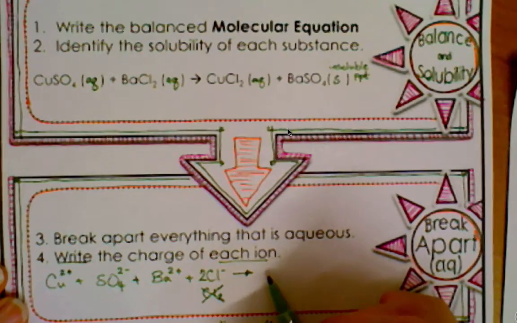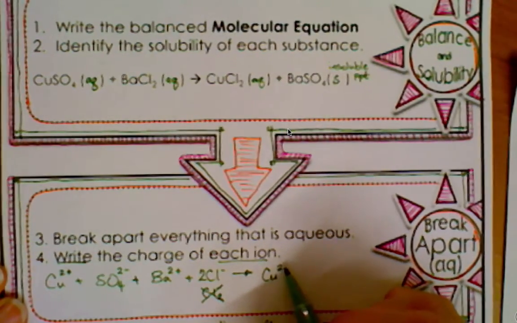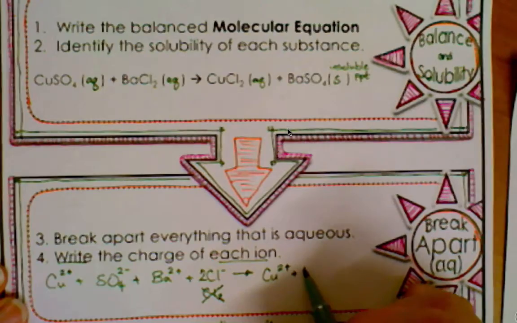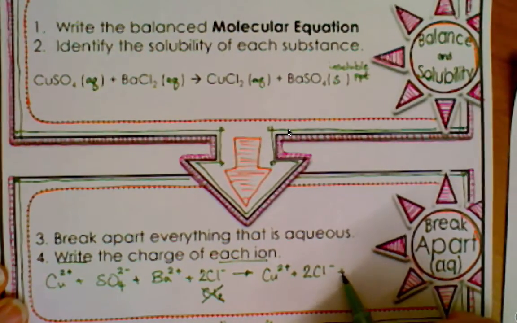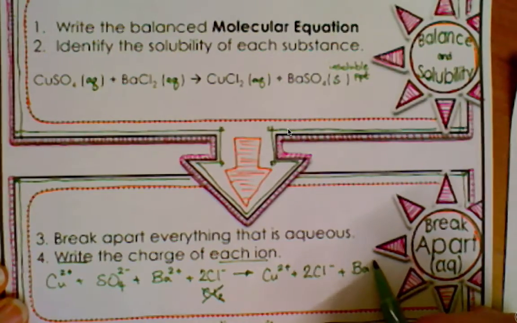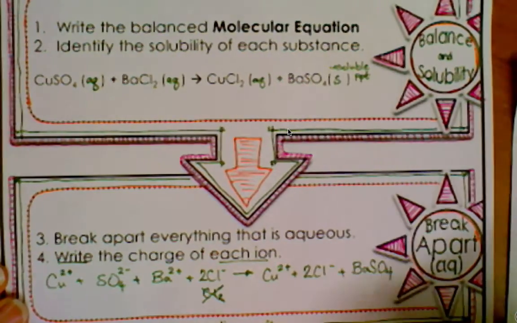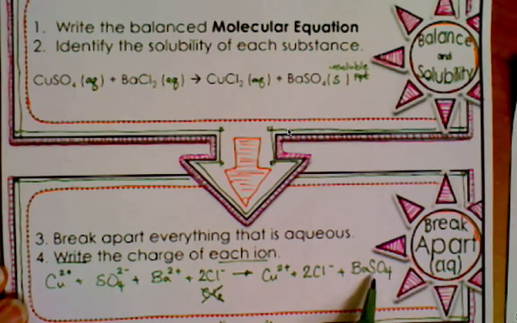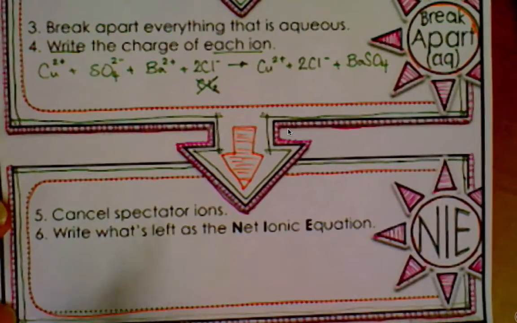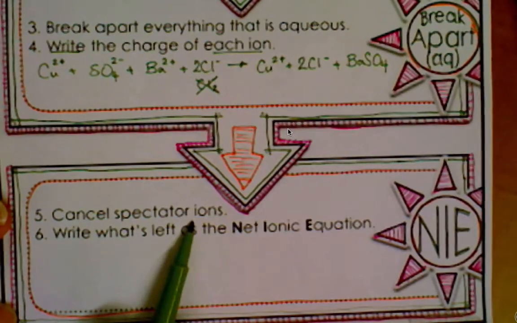And then copper 2 chloride is going to break apart in a similar way. For 1 copper, I get 2 chloride ions. And then barium sulfate does not get to break apart, so we're going to just write it all together as one thing. So now I have broken apart everything that's aqueous, and all of my ions have a charge. Barium sulfate does not get a charge because I have my +2 and my -2 stuck together to cancel out their charges.